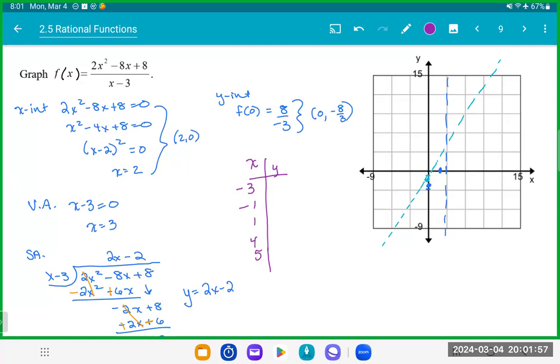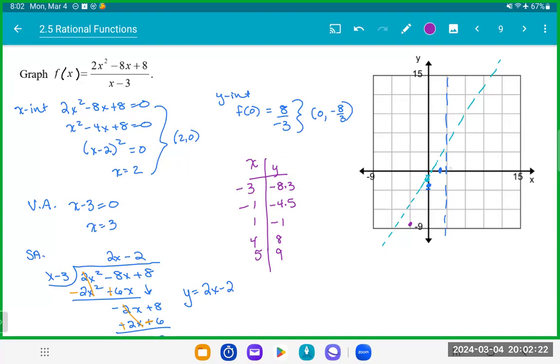So if I plug -3 into my original equation, I get -8.3. If I plug -1, I get -4.5. If I put 1, I get a -1, 4, I get 8, and 5, I get a 9. So let's plot those points. So we have -3 gives me -8.3, so that's down about right here.